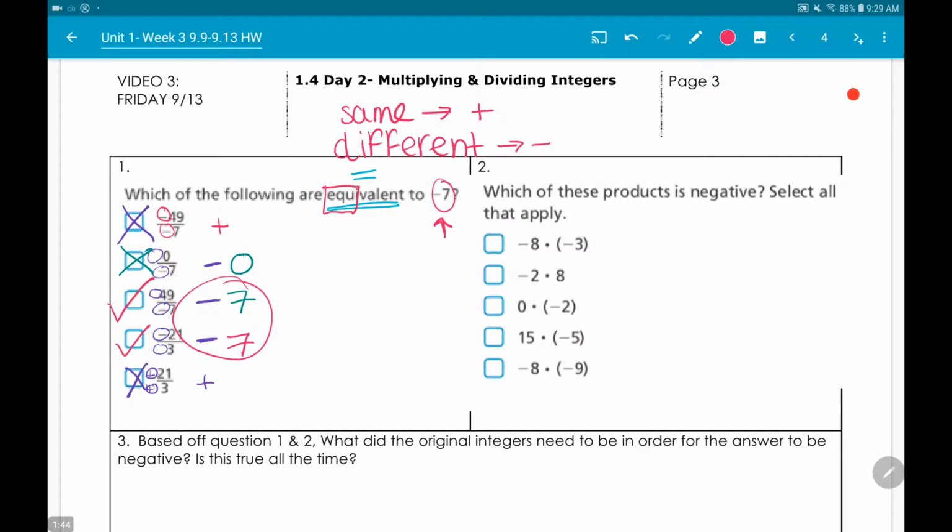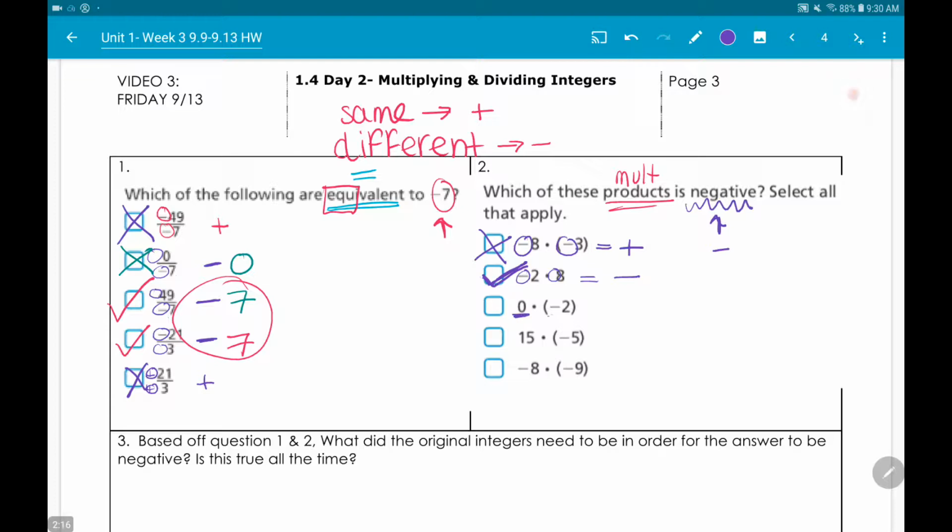All right, so this one says, which of the products, remember product means multiply, is negative? So they don't even care about the answers. They just want to know which one gives us a negative response. So same thing. Same signs equals a positive number, so that's not it. Same or different? They're different, so that gives us a negative number. So that is it.